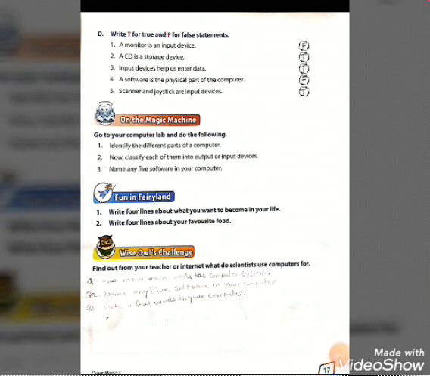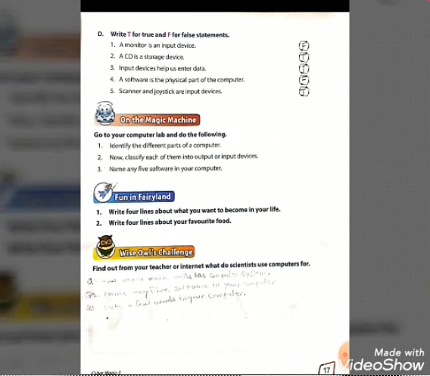You can see it is given over here on page number 17. Write T for true and F for false statements. Your first question is given here: A monitor is an input device. It is false. You have to write F there, F for false. Why is it false? Because a monitor is an output device. Here it is written that a monitor is an input device. That is why it is false.